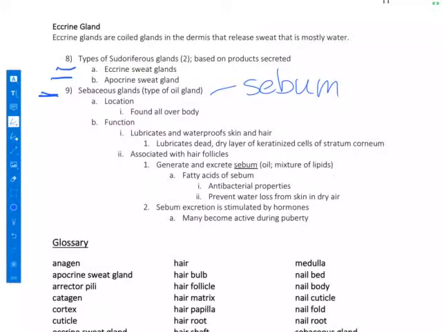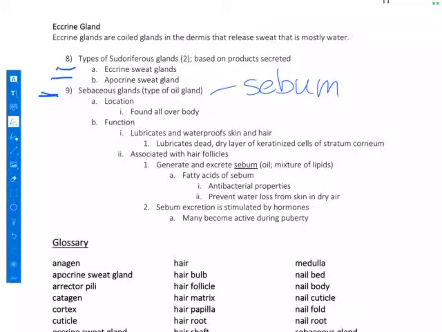Oil is a whole bunch of liquids, a whole bunch of lipids mixed together. And the fatty acids in the oil have an antibacterial property, which means that it helps to create our acid mantle, our first line of defense against microorganisms that could potentially invade the body. And it also prevents water loss from the skin in the dry air. And also the oil glands become more active during puberty as well.